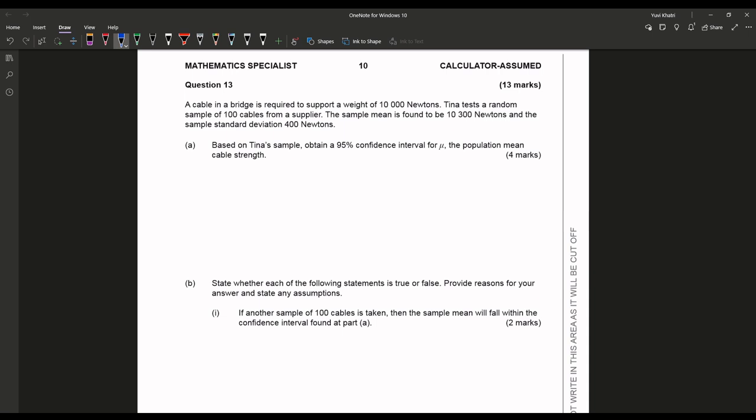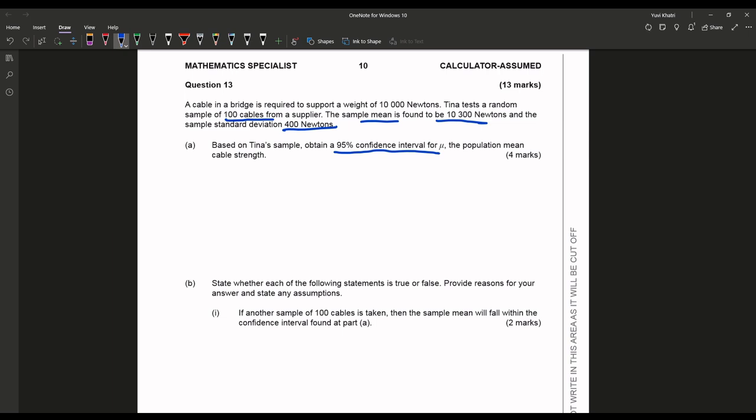Okay, question 13 tells us a cable in the bridge is required to support a weight of 10,000 newtons. Tina tests a random sample of 100 cables, and the sample mean is 10,300 newtons, and the sample standard deviation is 400 newtons. Now part A says that based on Tina's sample, obtain a 95% confidence interval.